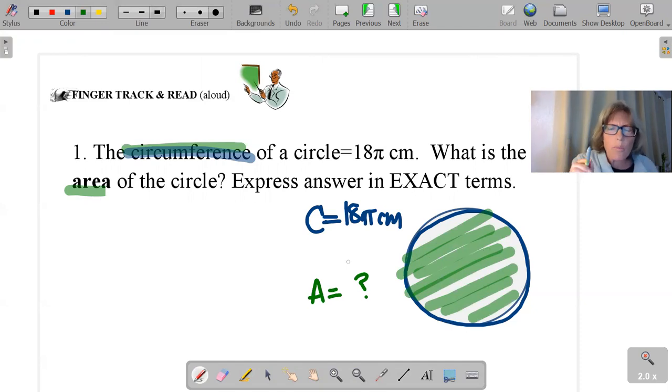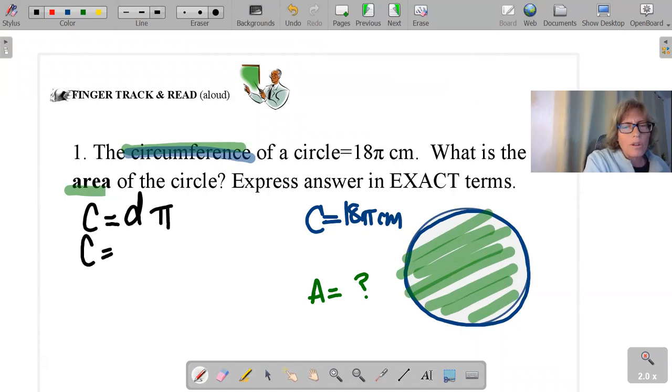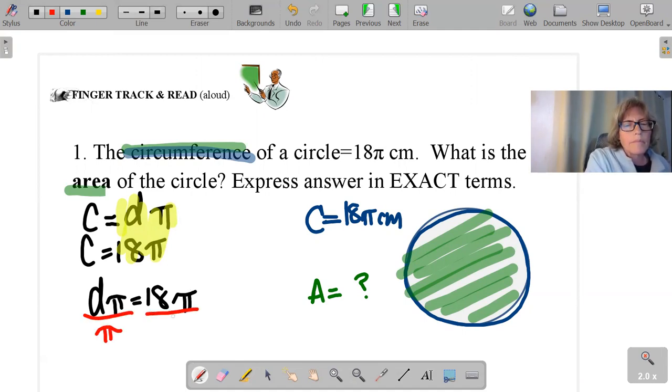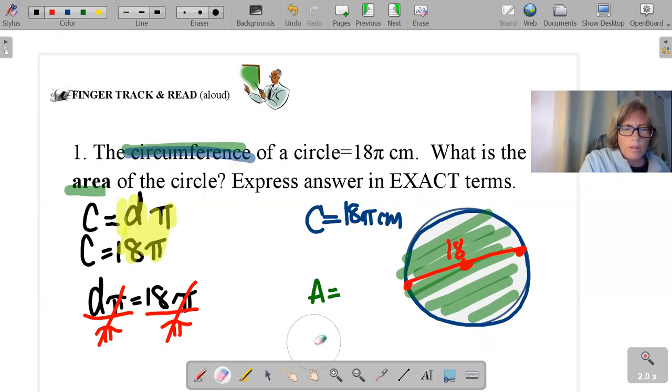Always write down the equations that we're working with. We know C equals d pi. And in this case, circumference equals 18 pi. Therefore, these are equivalent. You can say d pi equals 18 pi. I'm going to isolate the diameter. And I get here that the diameter is 18.